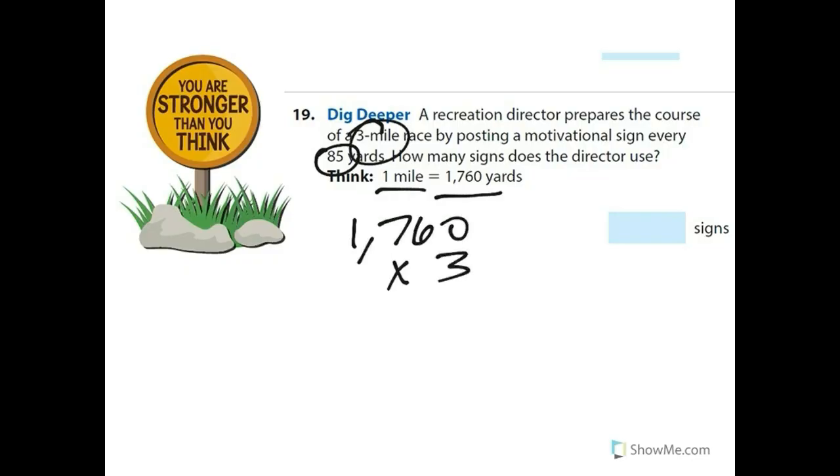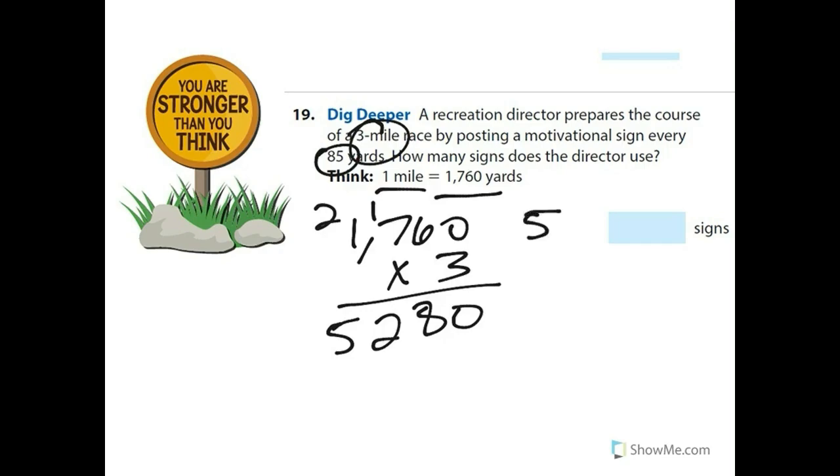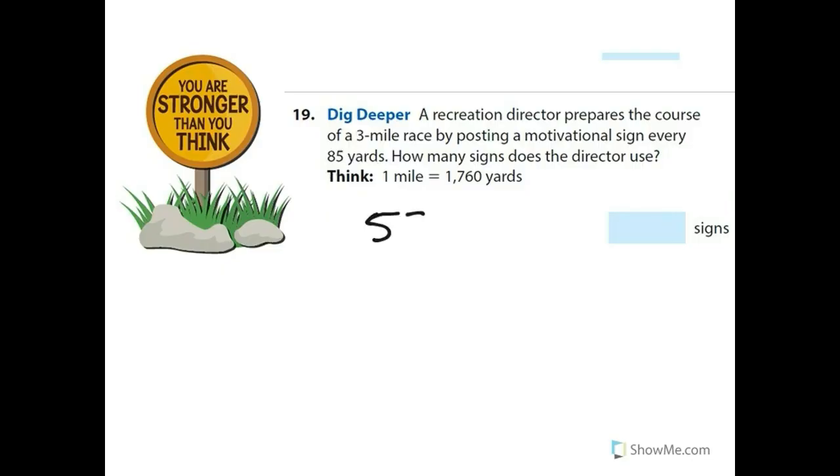1,760 times 3. 3 times 7 is 21, 22. 3 times 1 is 3, plus 2 is 5. So 5,280. 5,280 divided by, why don't I just erase all this? Just a sec. 5,280 divided by 85.